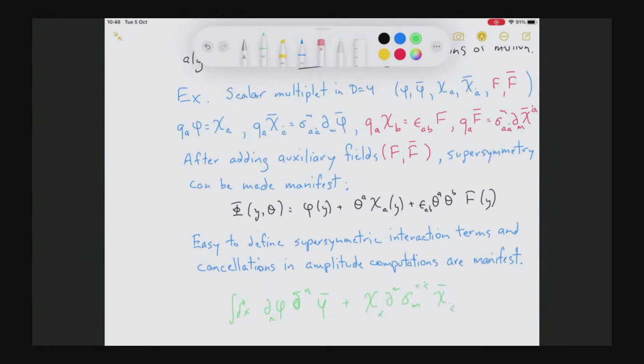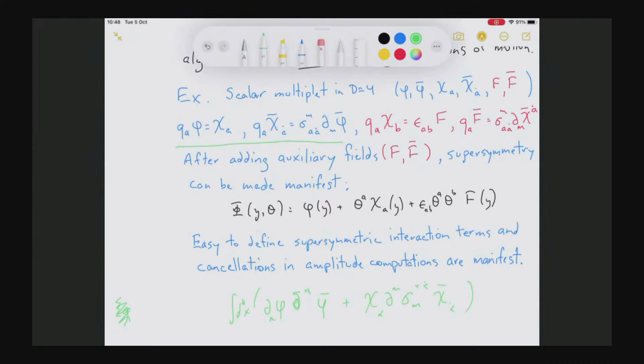So there's the free action. And you find that it is spacetime supersymmetric, and these are the ways that phi and chi transform under spacetime supersymmetry. But you find that the algebra doesn't close without using equations of motion. You compute Q alpha with Q beta. If you compute Q with Q bar on chi, you find that it closes only if you use the equations of motion d/chi equals 0.